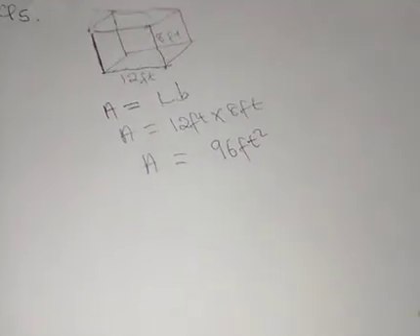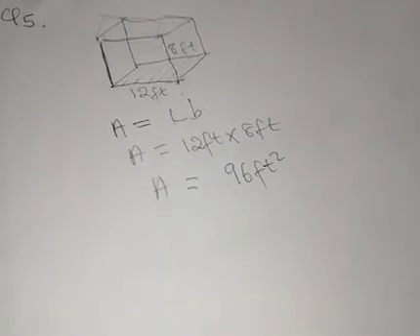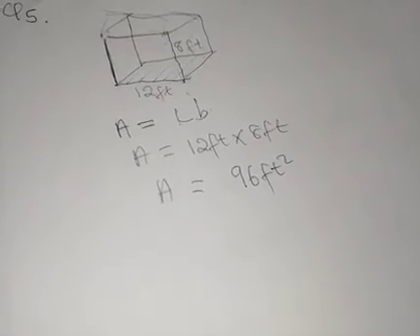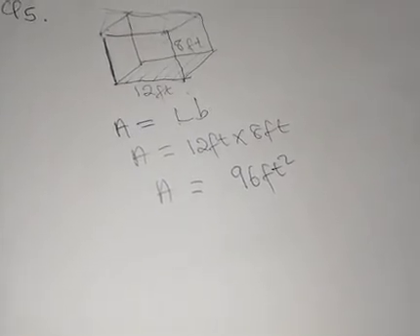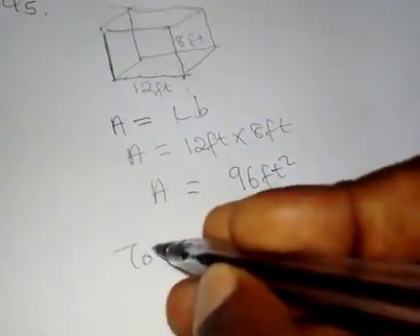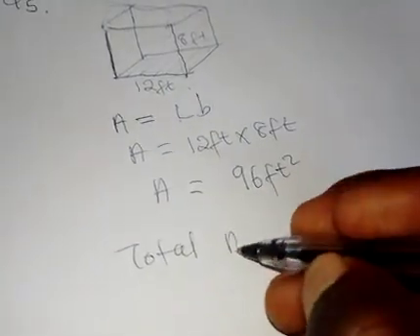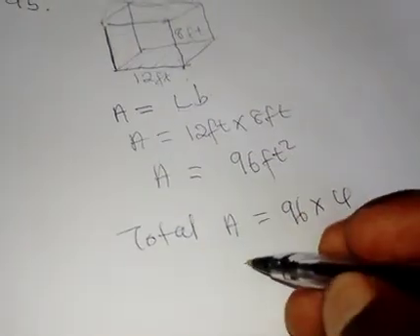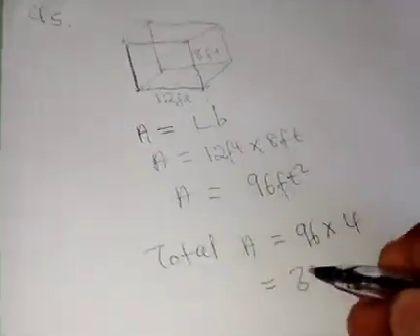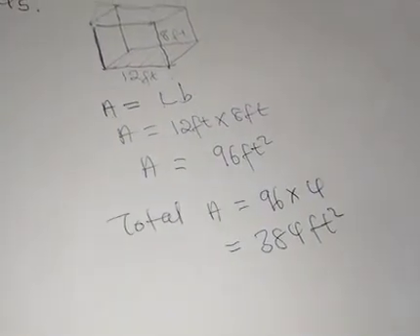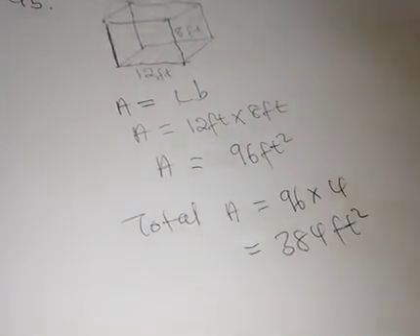Then we have 4 surfaces, meaning that 96 should be multiplied by 4 so that we can cover all the 4 surfaces. So the total area will be equal to 96 multiplied by 4, and the answer is simply 384 square feet.